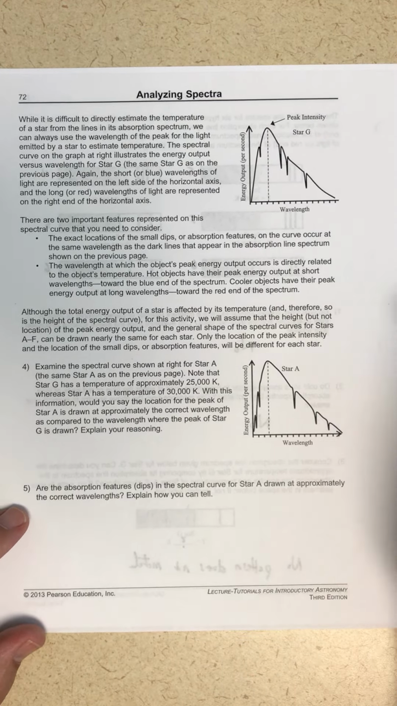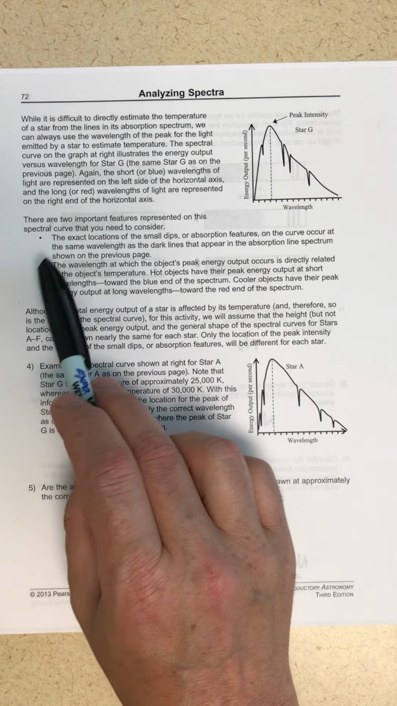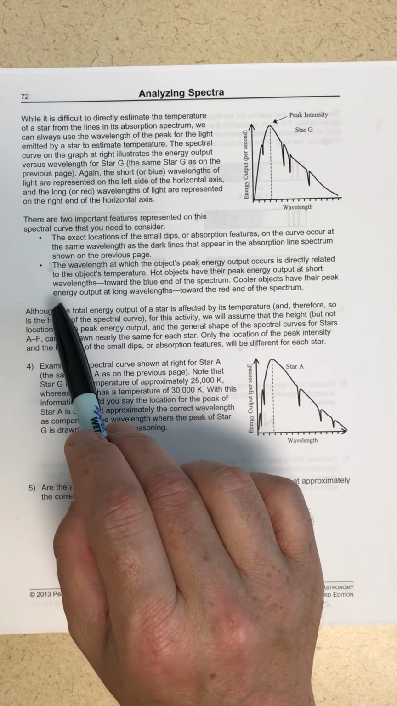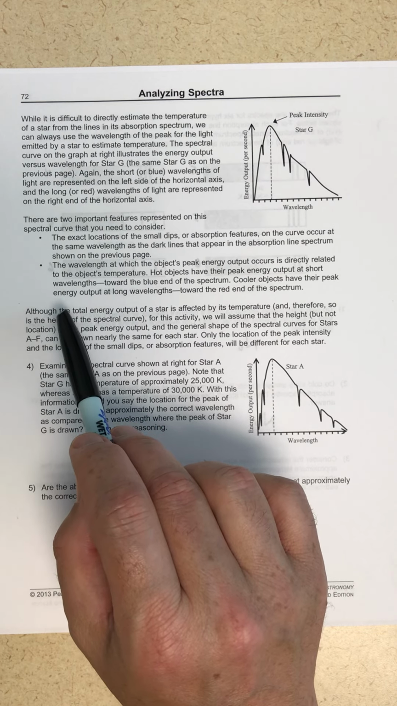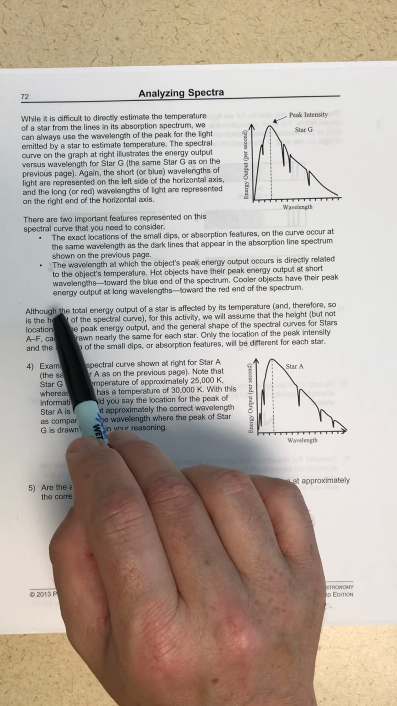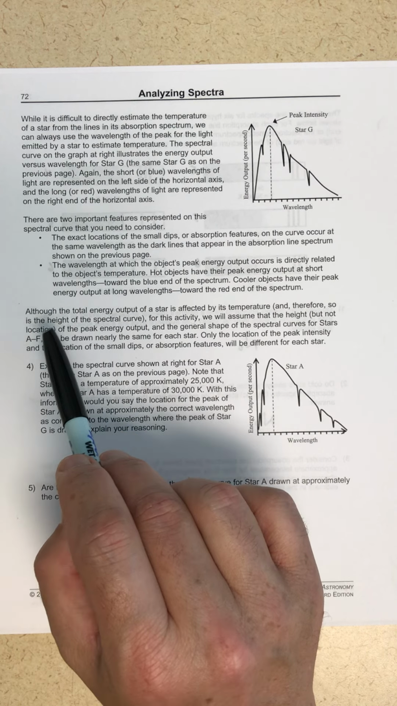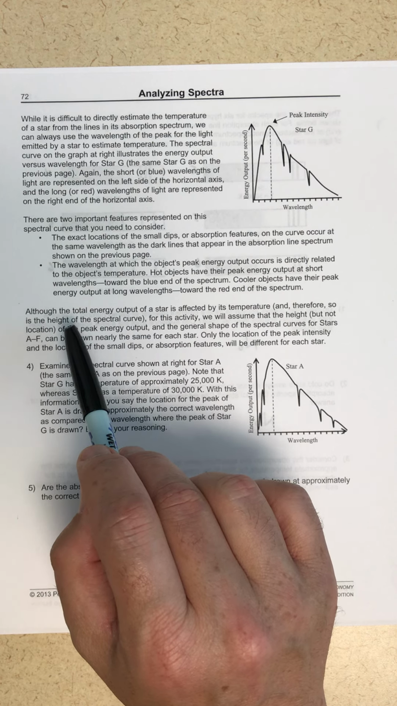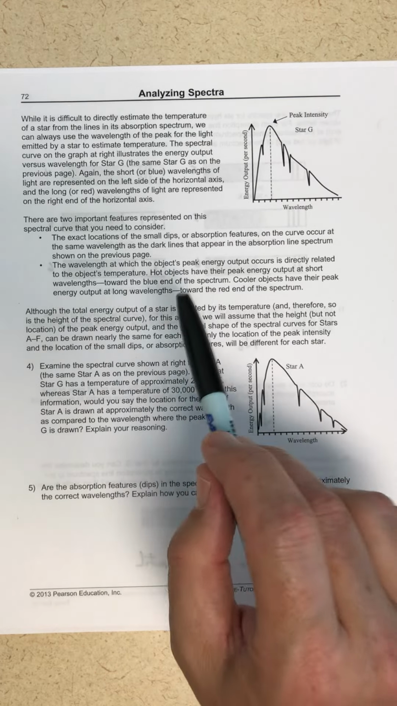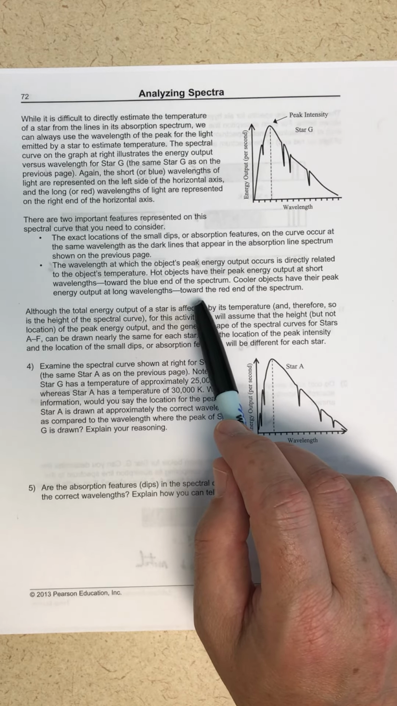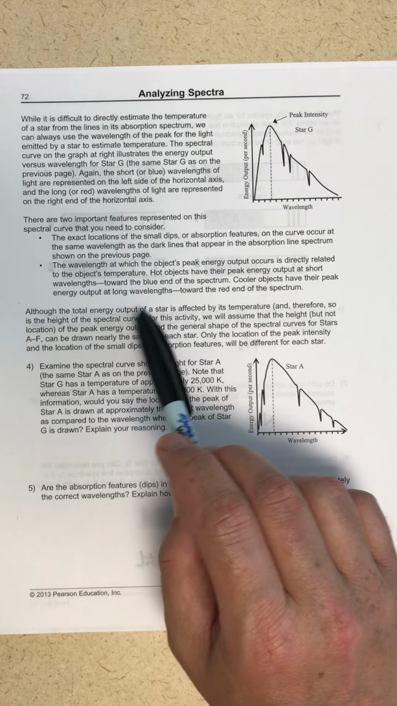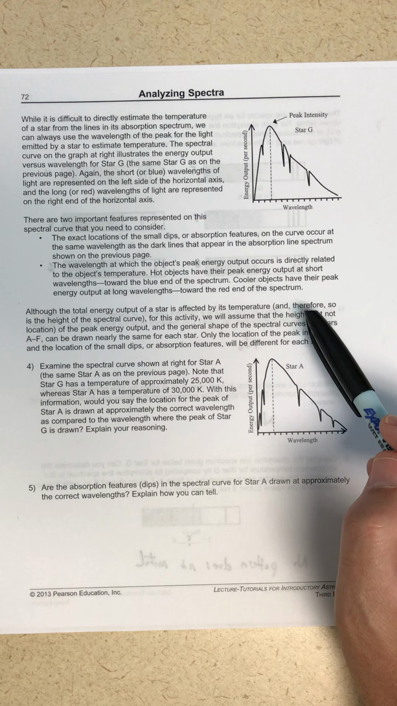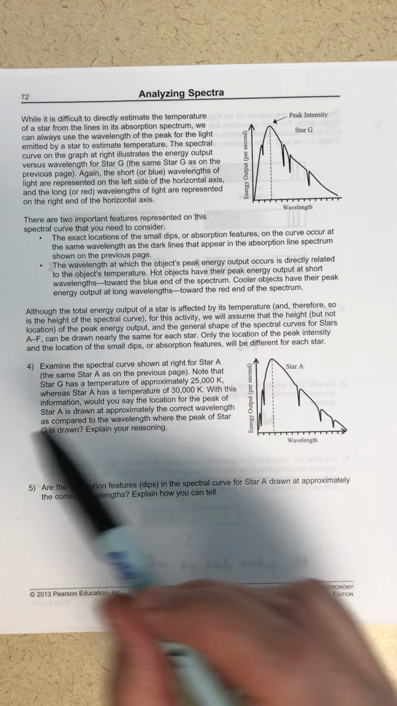There are two important features represented on the spectral curve that you need to consider. The exact locations of the small dips or absorption features on the curve occur at the same wavelength as the dark lines that appear in the absorption line spectrum shown on the previous page. The wavelength at which the object's peak energy output occurs is directly related to the object's temperature through Wien's law. Hot objects have their peak energy output at short wavelengths towards the blue end of the spectrum, and cooler objects have their peak energy output at long wavelengths toward the red end of the spectrum.